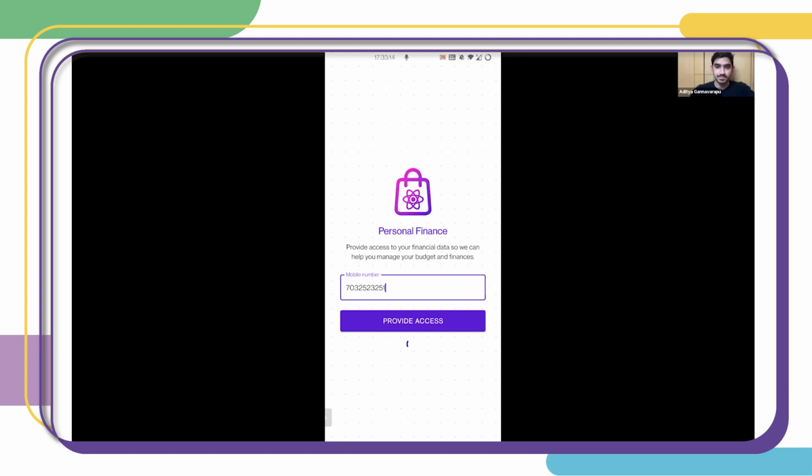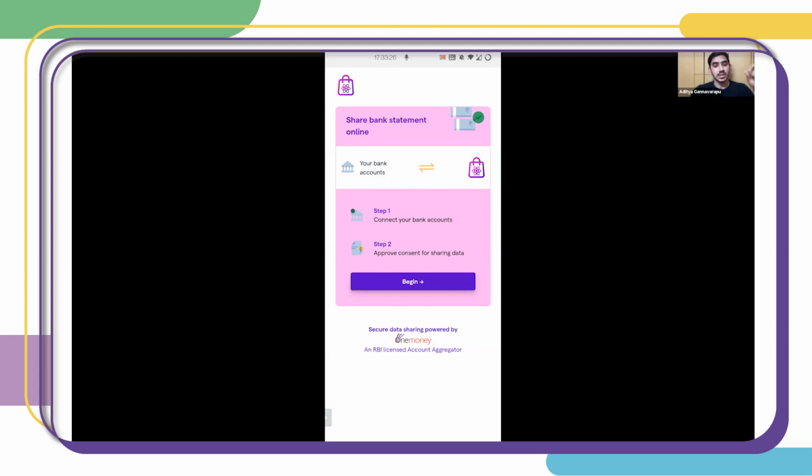What this does in the background is raise a consent request to the account aggregator of Setu, saying that this particular person wants to give access to their financial data to us. And we want that consent from them so that we can fetch that data.